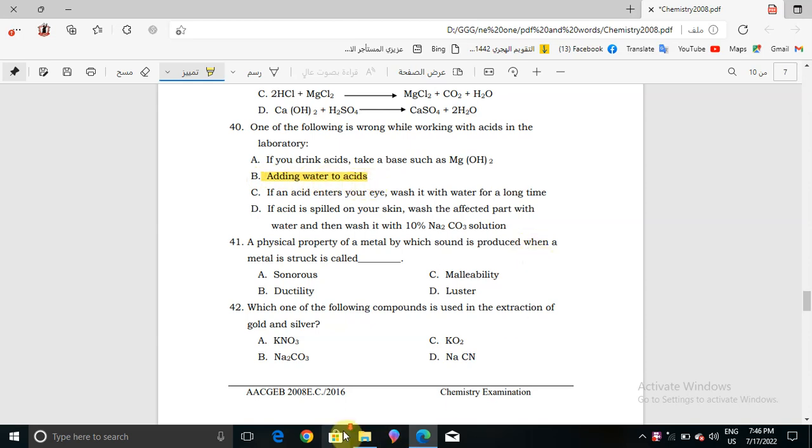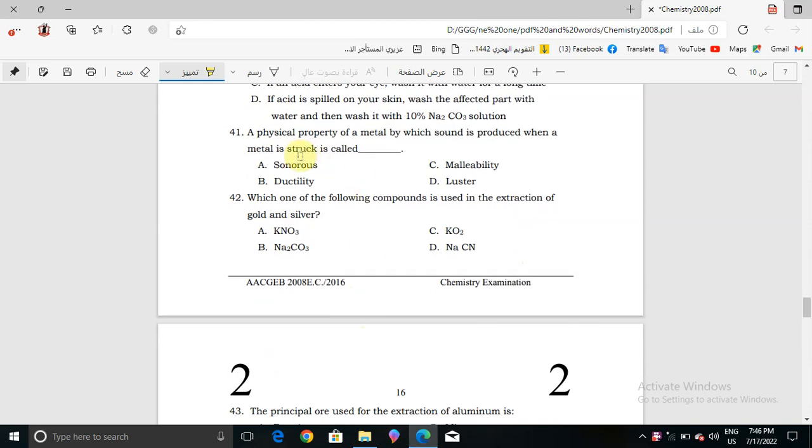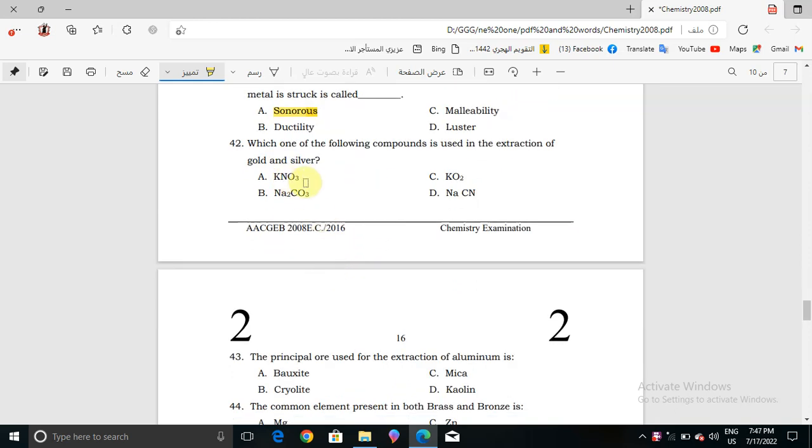Okay, now question number 41. A physical property of a metal by which sound is produced when a metal is struck is called what? Sonorous? Yes, sonorous. Now question number 42. Which one of the following compounds is used in the extraction of gold and silver? It will be sodium cyanide.